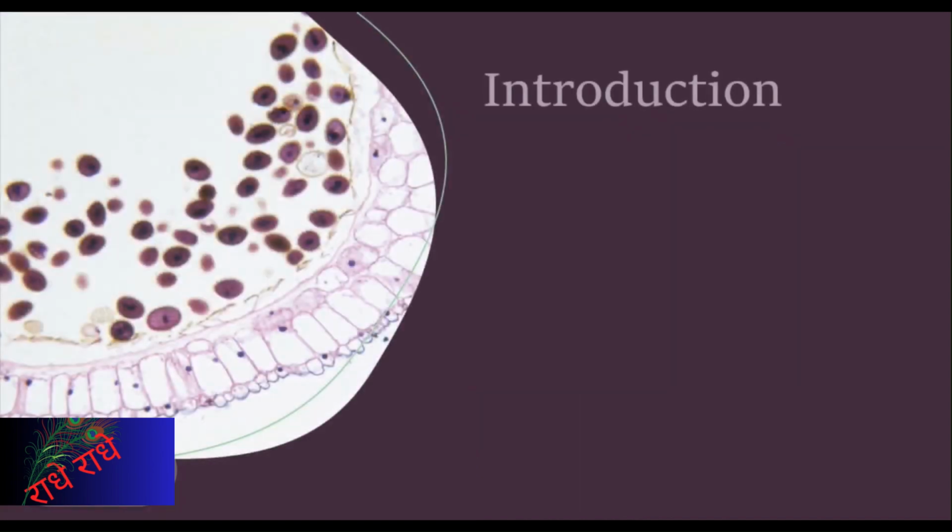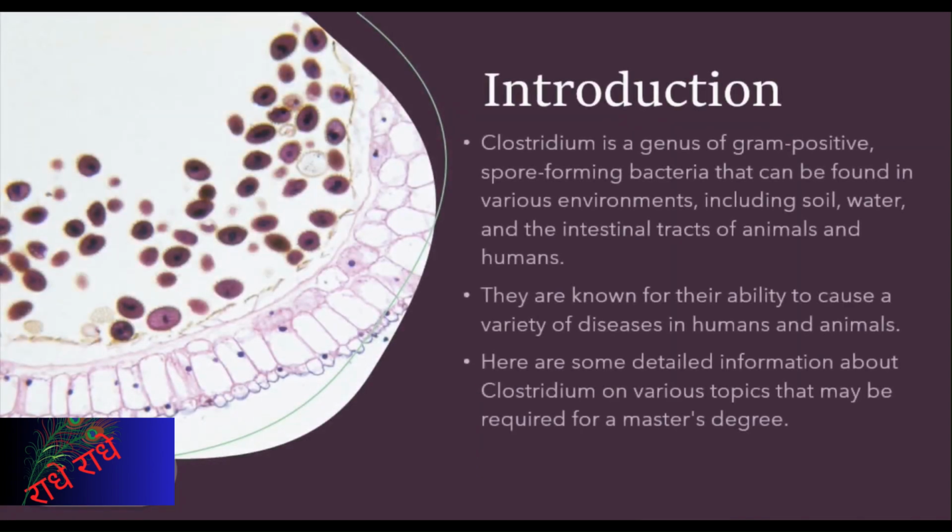Clostridium is a genus of gram-positive, spore-forming bacteria with a wide range of species, found in many different environments, including soil, water, and the intestinal tracts of animals and humans.